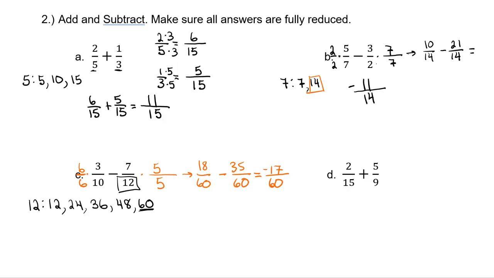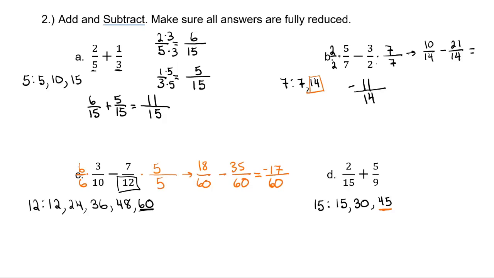All right, so for D, we need to find our common denominator because it's addition of fractions. I'm going to take my biggest denominator, and I do 15 times 1 is 15. 9 does not go in. 15 times 2 is 30. 9 does not go in. 15 times 3 is 45. 9 goes into 45. So that is my common denominator.